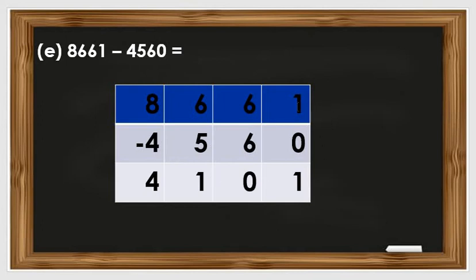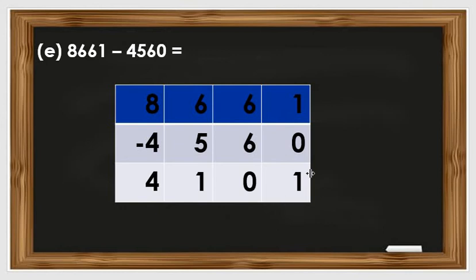1 minus 0, we can take out 1 minus 0. Yes, we can easily take out 1 minus 0. So 1 minus 0 = 1, 6 minus 6 = 0, and 6 minus 5 = 1. Got my point, all students? And then further, 8 minus 4, so 4. So what answer did we get? 4,101. What answer did we get, all students? 4,101. Understood?